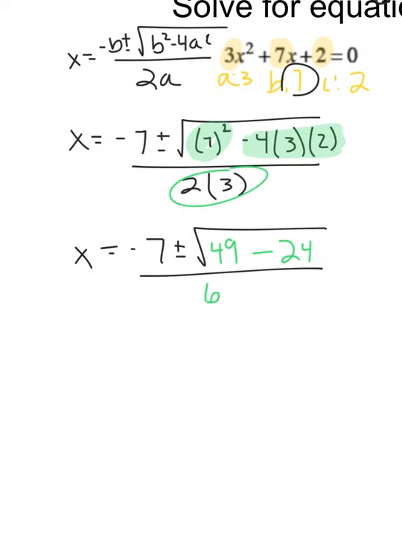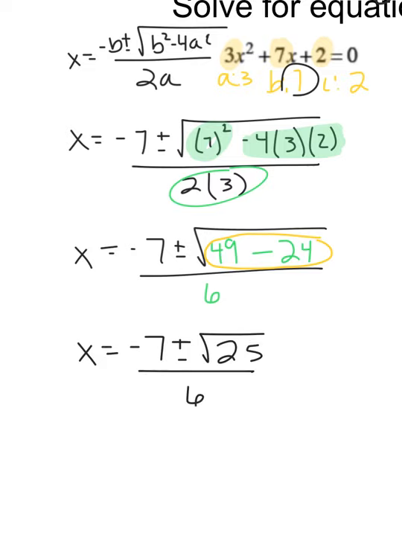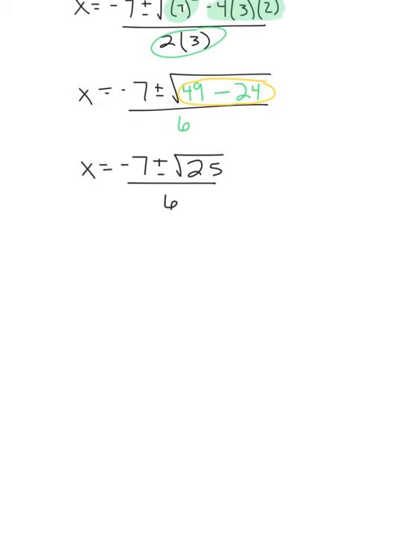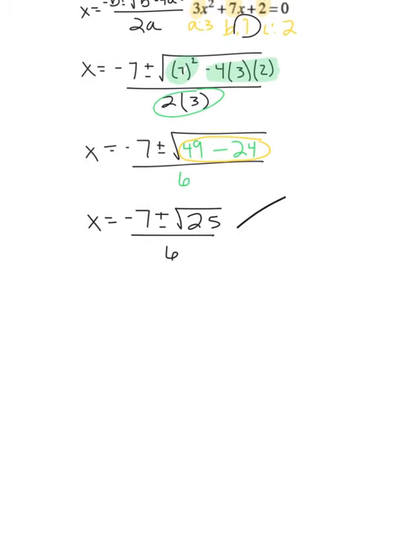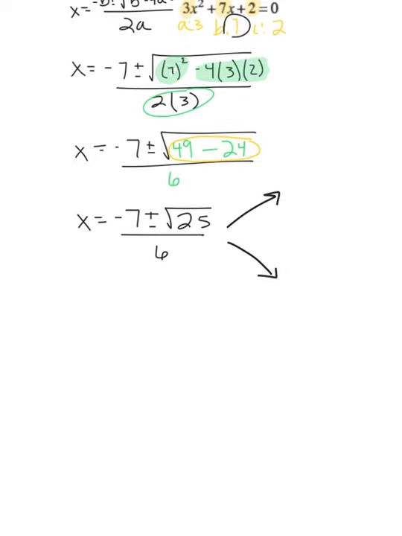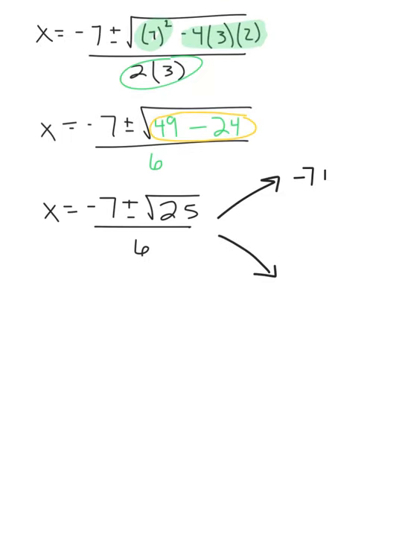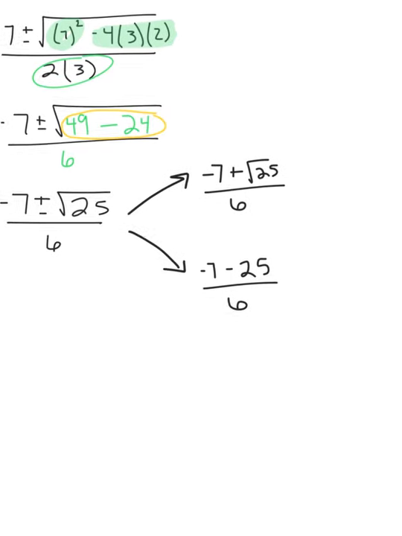Then in my calculator, I'm going to actually calculate 49 minus 24. And that is 25. So we do x equals negative 7 plus or minus the square root of 25 all over 6. And then we break this apart and we solve it twice. Once with the positive and once with the negative. So we're going to do negative 7 plus the square root of 25, then divide by 6. Or negative 7 minus the square root of 25, then divide by 6.